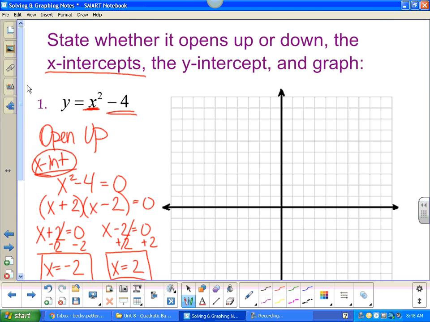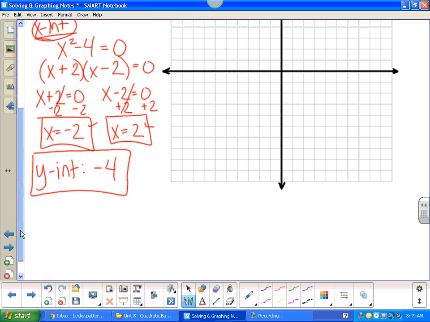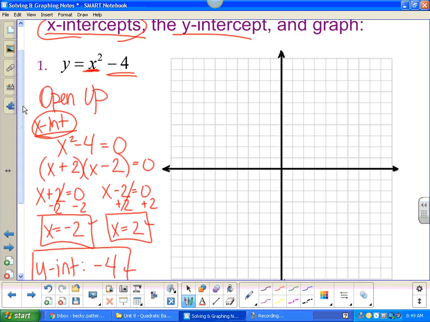So I know that it opens up. I have found my x-intercepts here and here. And I know my y-intercept is a -4 because that was my constant. So let's go put some dots on our graph. I got x-intercepts, that's on my x-axis, at 2 and -2. I have a y-intercept at -4. And I know it opens up.